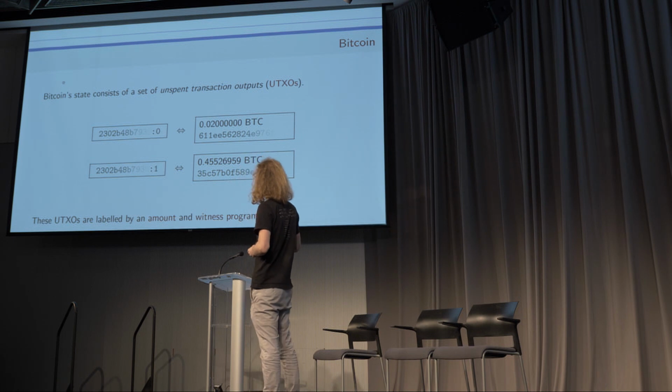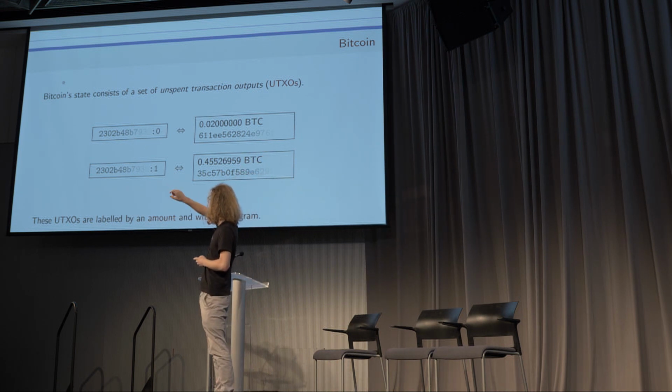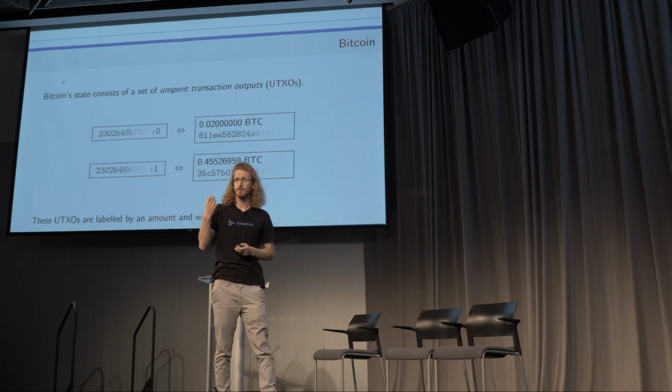So every UTXO has this ID thing on the left. You can see this giant hash that I've cut off, and then a number. The hash represents the transaction that the output was created in. The number is just which output of that transaction it was, starting from 0, 1, 2, 3. Okay, and every UTXO has an amount. This is where the coins are. They're on the UTXOs. And something called a witness program.